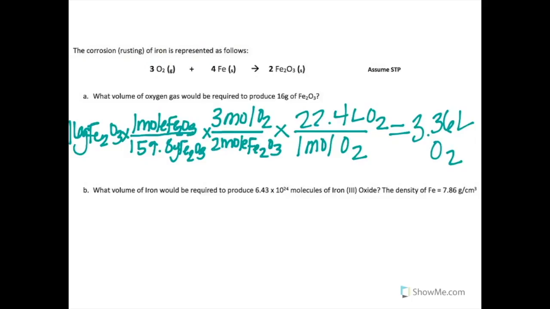But what if you wanted to calculate the volume of iron? And iron here is a solid, so how would you do that? This is where using the density factor will come into play. The problem says, what volume of iron would be required to produce 6.43 times 10 to the 24 molecules of iron 3 oxide? The density of iron is 7.86 grams per centimeter cubed. So we're starting this problem off with 6.43 times 10 to the 24 molecules of iron 3 oxide.